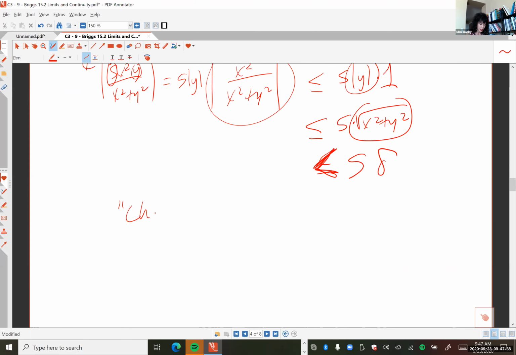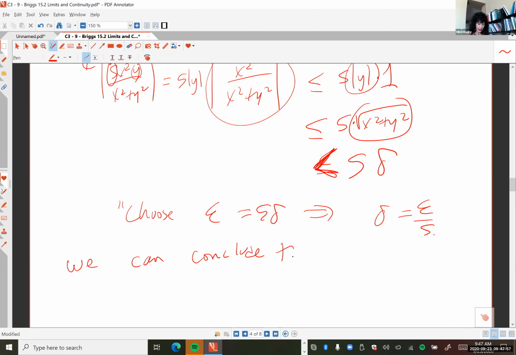This is where the mathematicians come in. Hey, if we choose epsilon to equal 5 delta, so we'll go, delta is equal to epsilon over 5, then we can conclude that the limit as (x, y) approaches the point (0, 0) of this function, 5x squared y all over x squared plus y squared, does in fact equal 0.